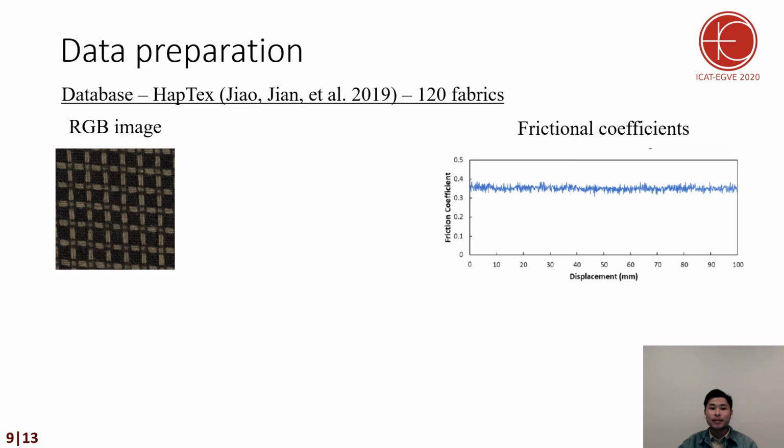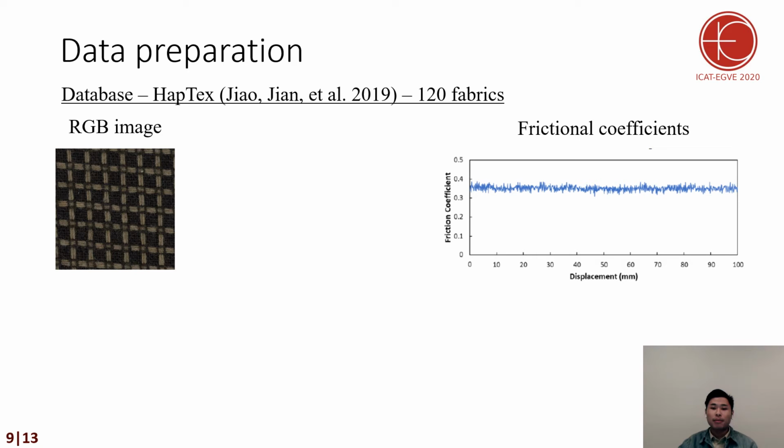To validate the effectiveness of our architecture, we selected the HapTex dataset, which includes the visual data and the tactile data for 120 types of fabrics. The frictional data were recorded while a user slid his or her finger on the real fabric textures. We did data computation on the current database.